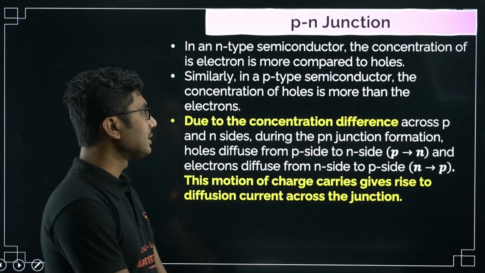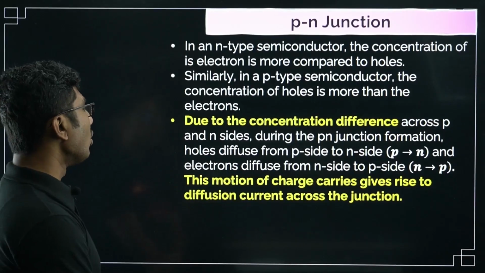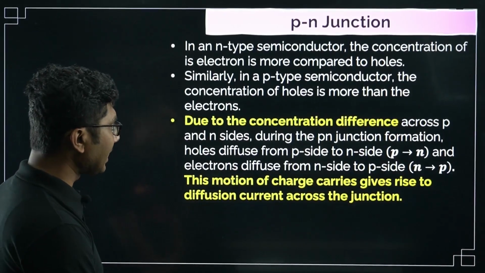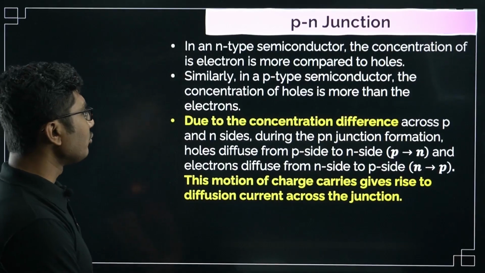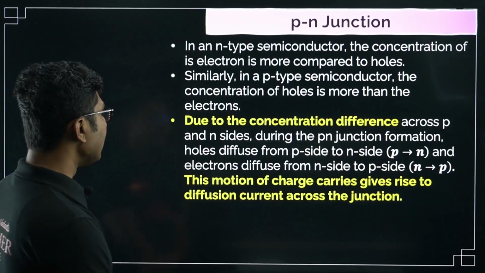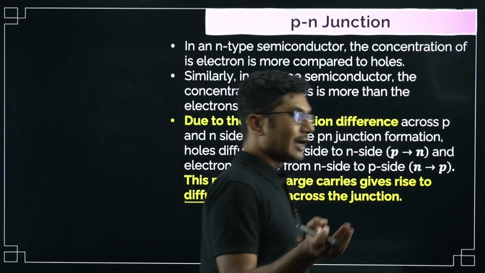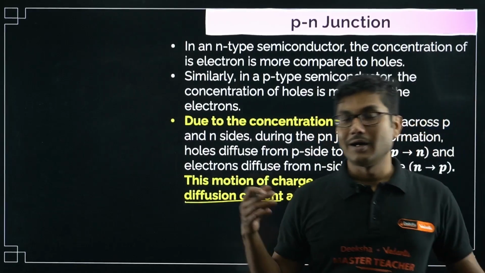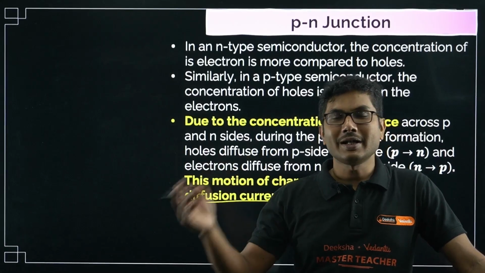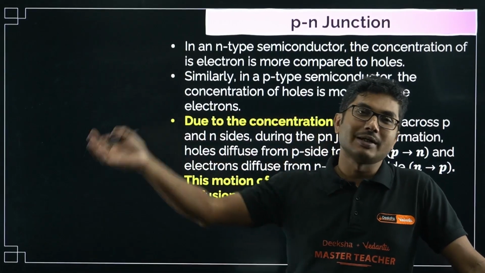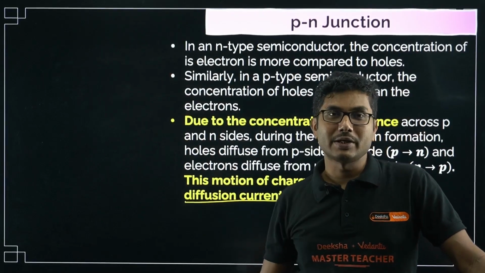Now, due to the concentration difference across the P and N sides, during PN junction formation, holes diffuse from the P side to the N side and electrons diffuse from the N side to the P side. This motion of charge carriers gives rise to diffusion current. The P side has more holes, which the electrons want, and the N side has more electrons, which the P side wants. So they are fulfilling their requirements. Electrons start jumping from the N side to the P side, and holes start jumping from the P side to the N side.